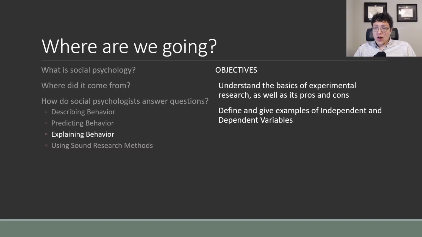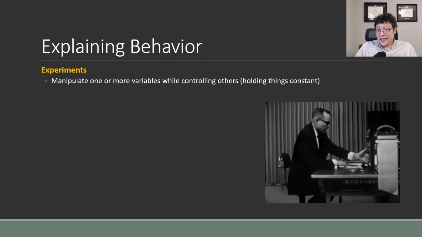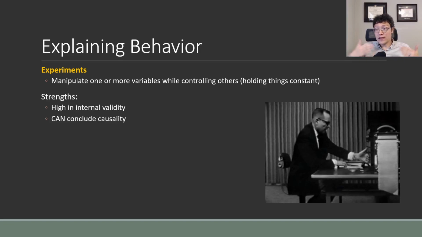Anyways, the next thing we're going to talk about is explaining behavior. What we're really trying to get to is understanding why people do the things they do and know with good authority that this is the reason they do it. So this is experiments. The strength of experiments is that they're very high in internal validity. We know all of the things that are going into this.